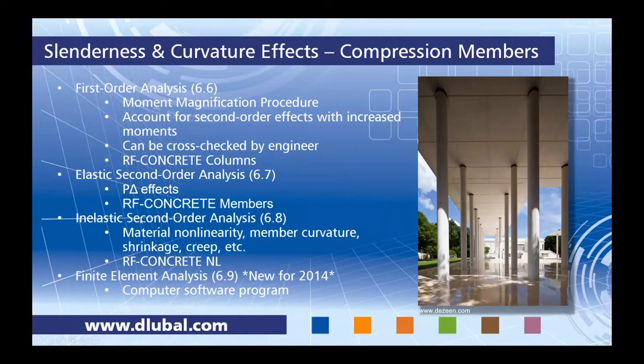The third option is an elastic second order analysis. Chapter 6, section 8. This is where material nonlinearity, member curvature, shrinkage, and creep are all taken into account.